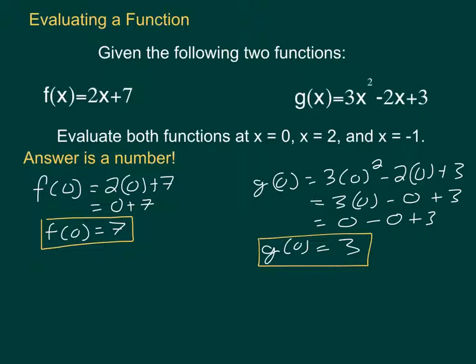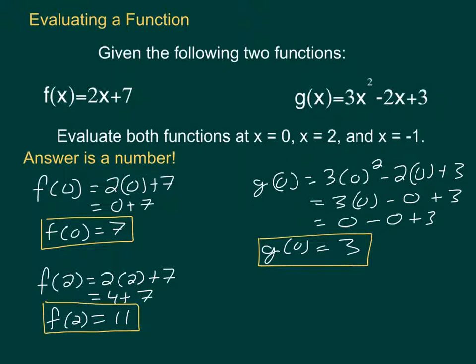All right? Let's try it again with 2 for each of them. Again, I'm going to plug in. I want to know now what's f of 2. That's 2 times 2 plus 7. 4 plus 7, and 11. So f of 2 is 11. And that's just, again, plugging in, replacing every x with the number that I have there.